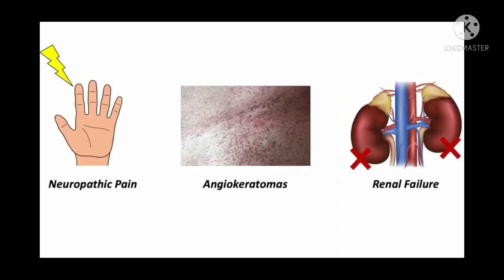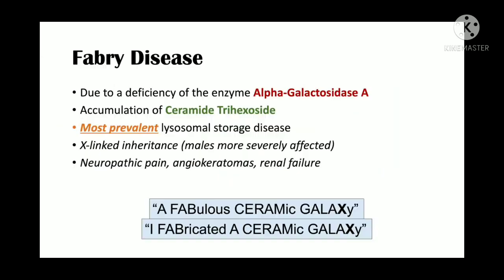These conditions involve neuropathic pain, angiokeratomas, and renal failure. The way we can remember the enzyme and the accumulated product to form Fabry disease is by thinking of one or both of these phrases. A fabulous ceramic galaxy. The other phrase can also help you, and it's based on the same thing: I fabricated a ceramic galaxy.